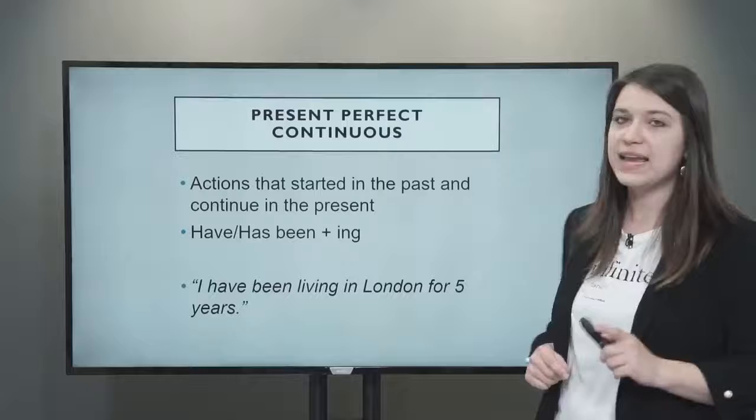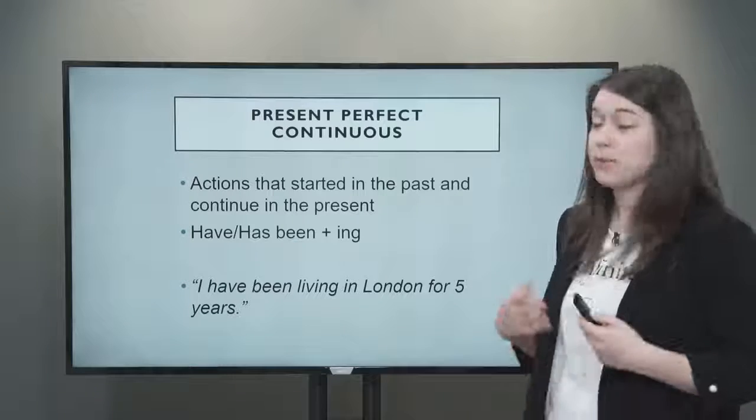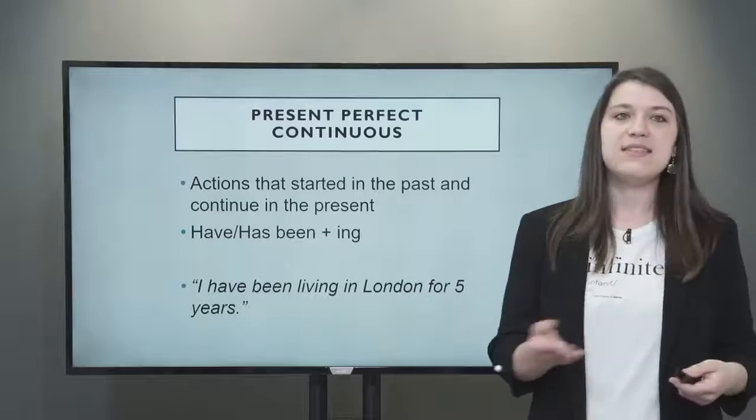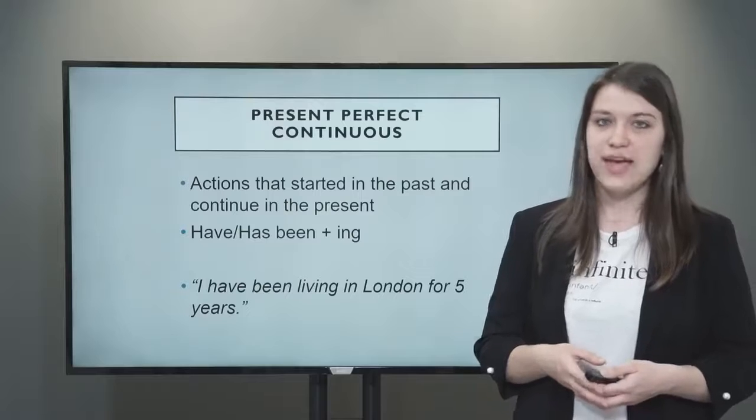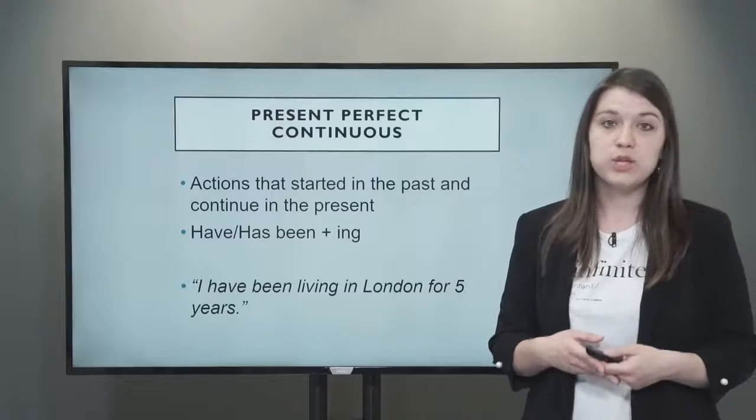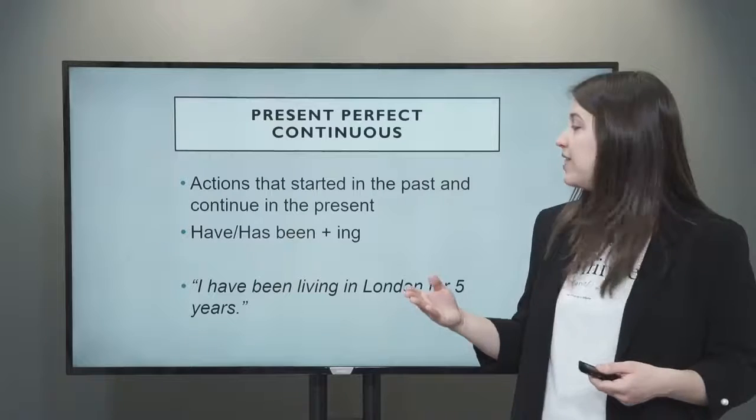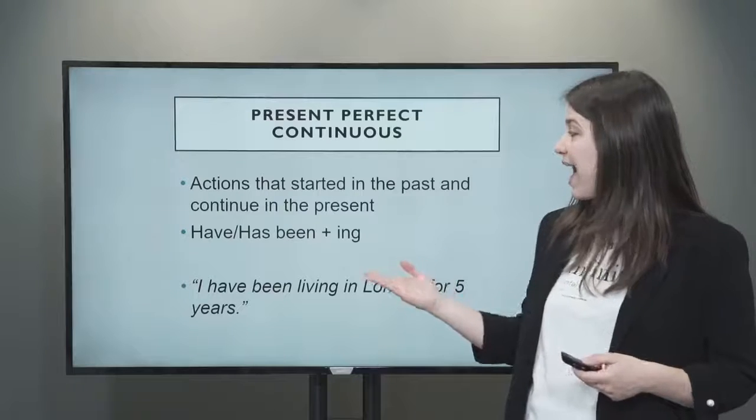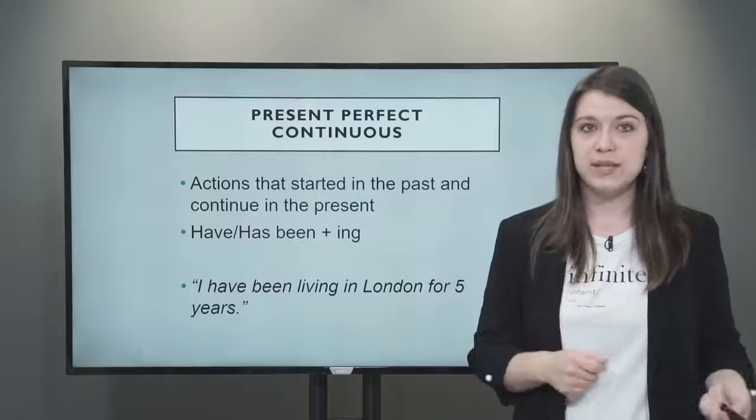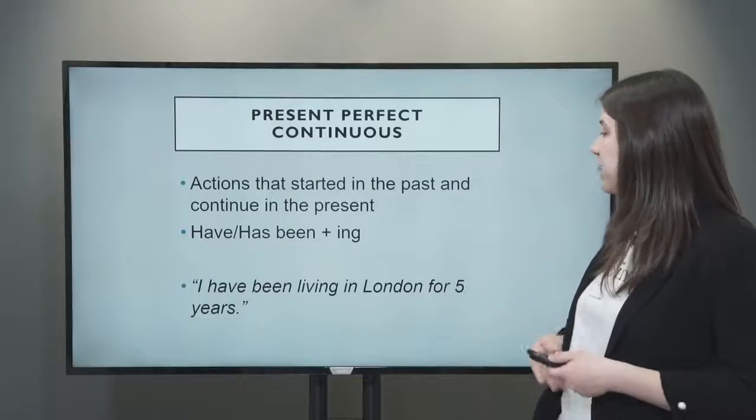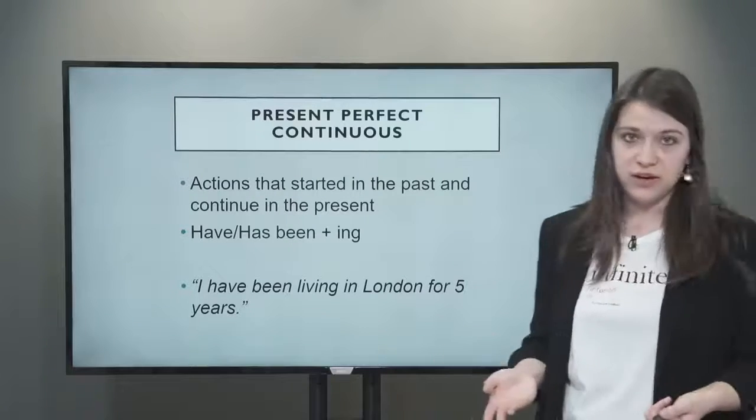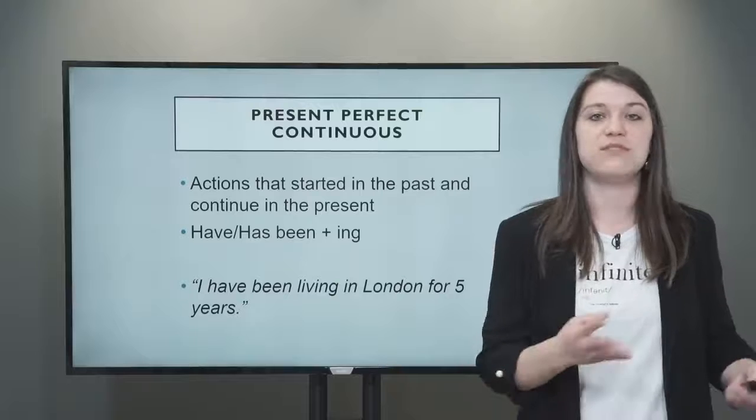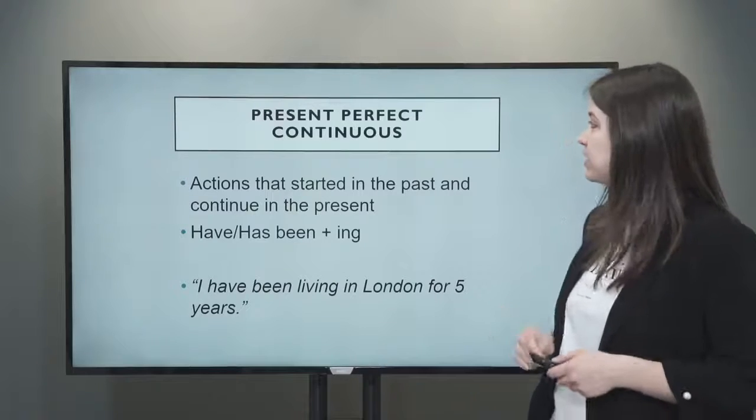Okay? And the last tense in the present is the present perfect continuous. So these are actions that started in the past and then they continue into the present. Okay? So to form the present perfect continuous, we use again the verb to have, then we add been, and then ing. Okay, so to have, or has, depending on the subject, been plus ing. For example, I have been living in London for 5 years. Okay, so you started living in London 5 years ago and you continue to live there today. This is why we use the present perfect continuous.